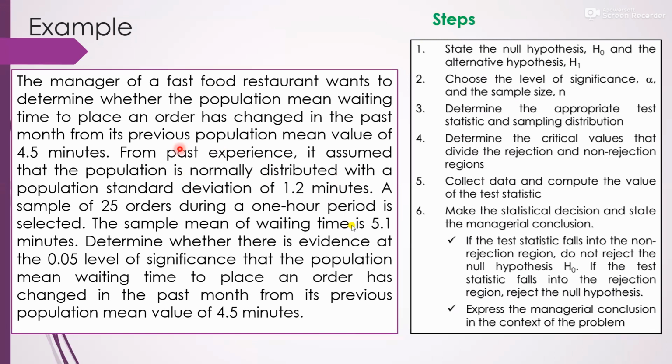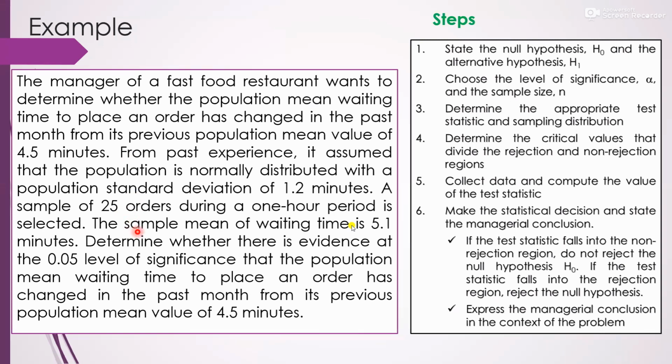So what is the population here? The population is the waiting times to place the order in a fast food restaurant. These waiting times have a normal distribution with standard deviation 1.2. Then a sample of 25 orders during a 1 hour period is selected.